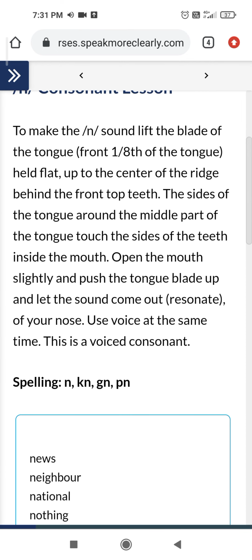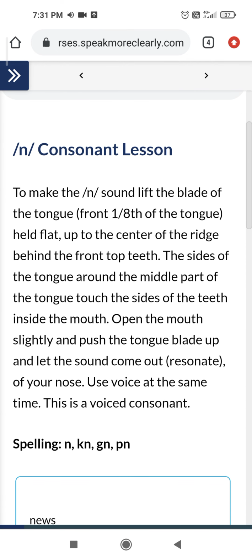Sound: lift the blade of the tongue, which is held flat, up to the centre of the ridge behind the front top teeth. The sides of the tongue, around the middle part of the tongue, touch the sides of the teeth inside the mouth. Open the mouth slightly and push the tongue blade up and let the sound come out, resonate, of your nose. Use voice at the same time. This is a voiced consonant.